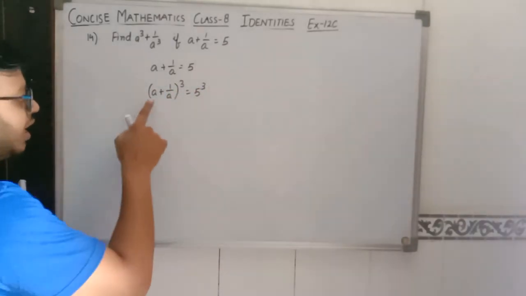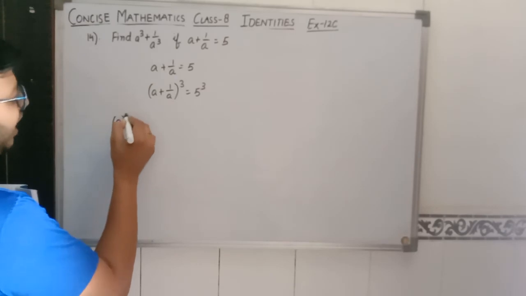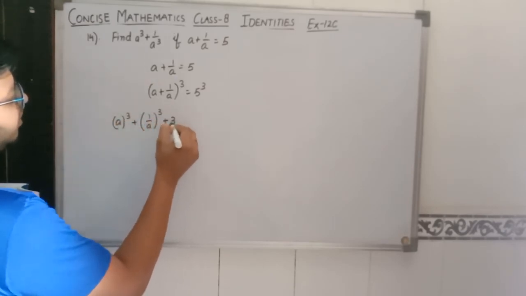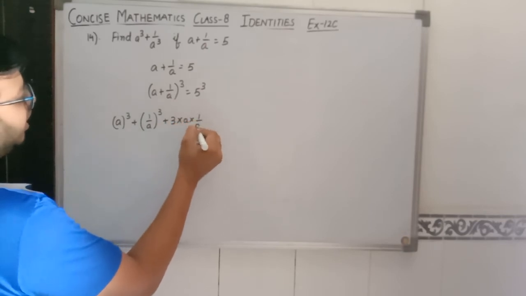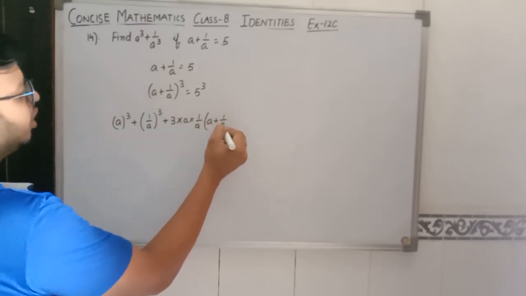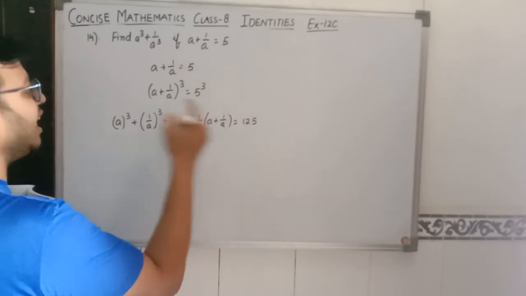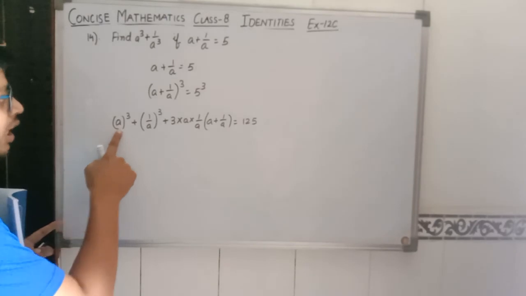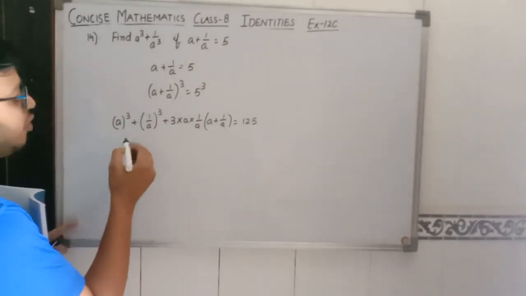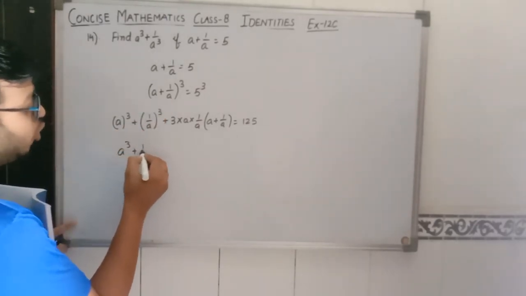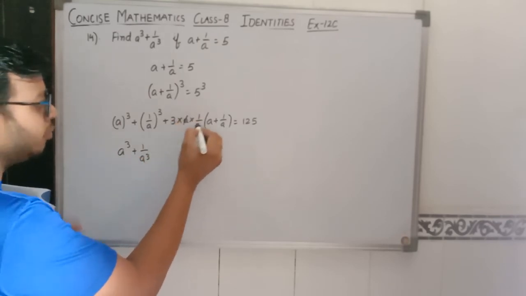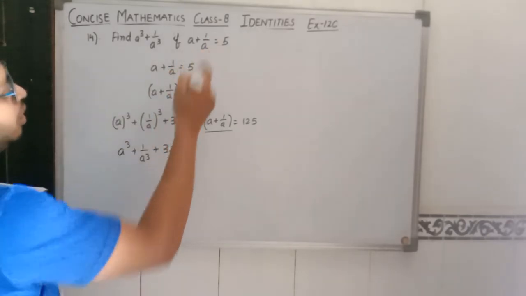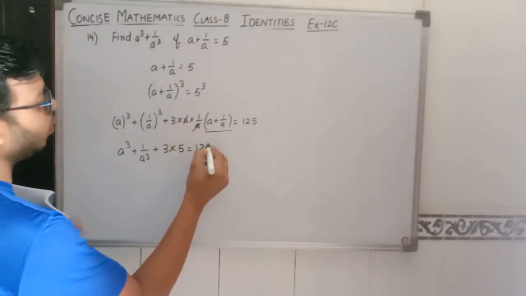Now very carefully. A plus b whole cube is a cube plus b cube plus 3ab, and after that a plus b. So we have to apply the identity of a plus b whole cube. But in the place of a, we write a only, and in the place of b, we write 1 upon a. So it will become a cube, and 1 upon a cube. In the middle term, a can be cancelled. 3 multiplied by the value of a plus 1 upon a, which is 5, is equal to 125.